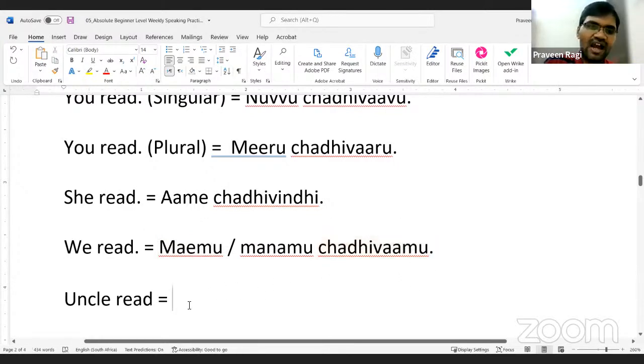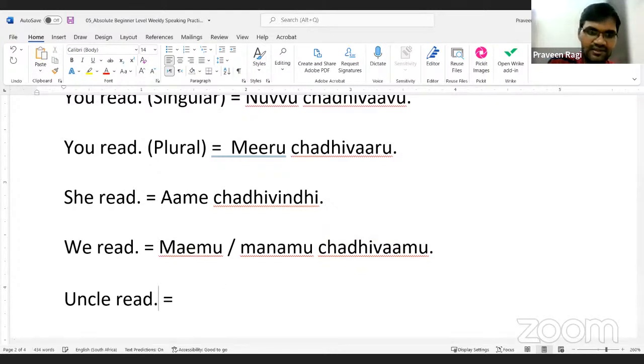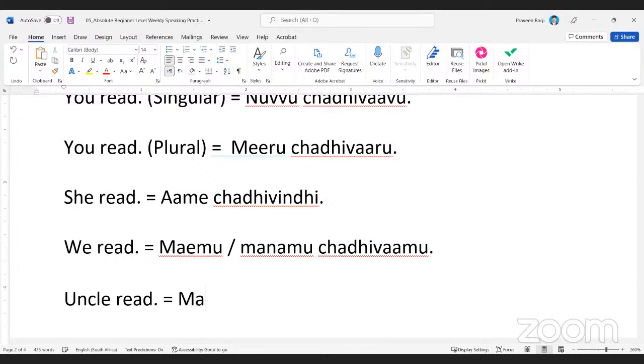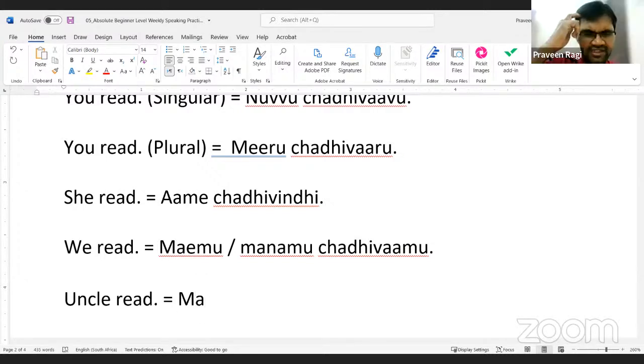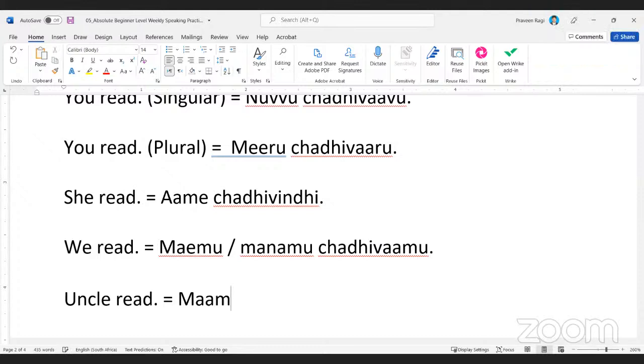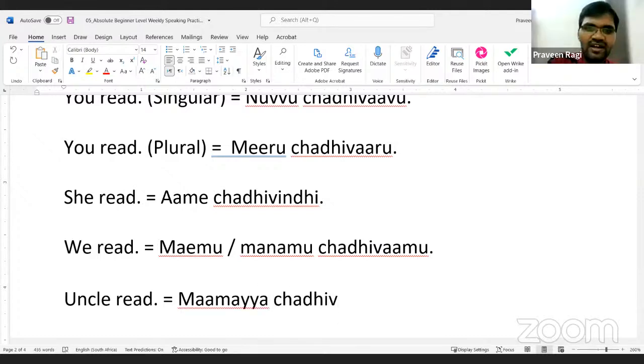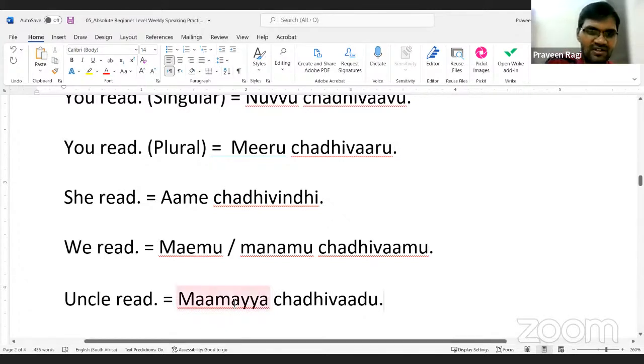Let's see this one. Uncle read. Mama or Bava. We can say mama or mamaya in the relationship. Mamaya chadivadu. Because this one belongs to the personal pronoun he. So he means atadu, so that du sound will come here.